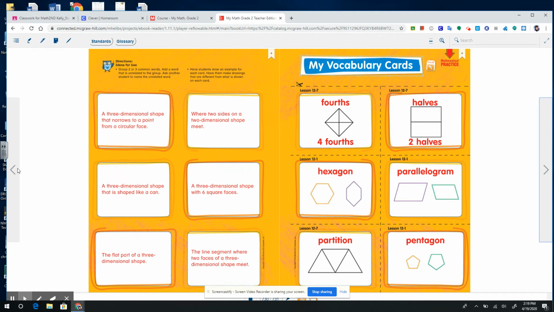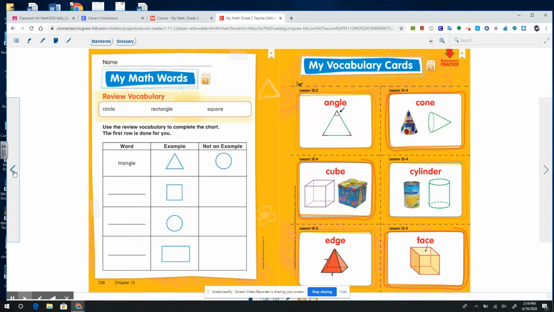Some new shapes for some of you. Let me go back for just a second, but these are actually from kindergarten and first grade, so I know we know them. Cone, like an ice cream cone. Cube, like an ice cube. Cylinder. We're learning where our edges are this time. Our faces, which is the flat part.